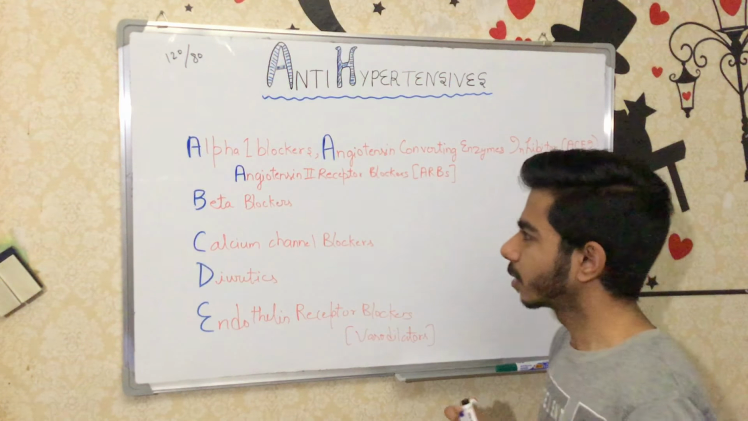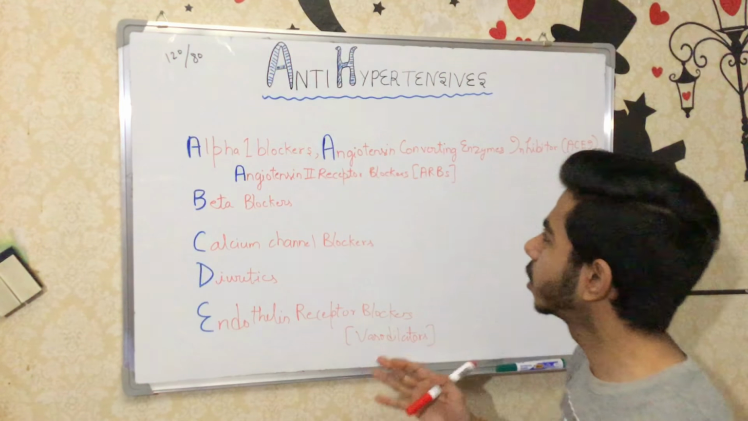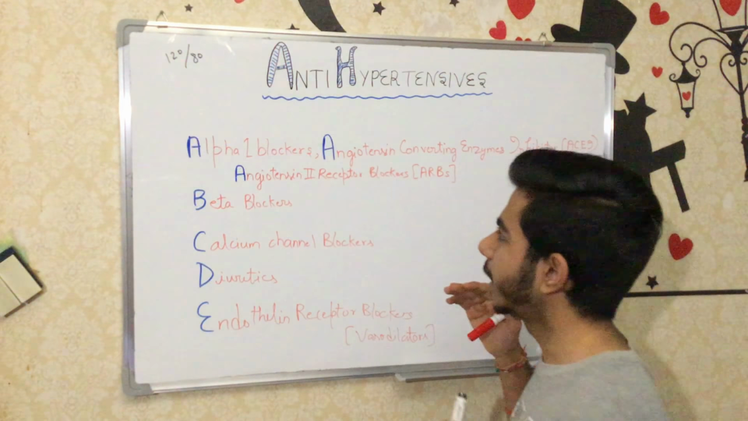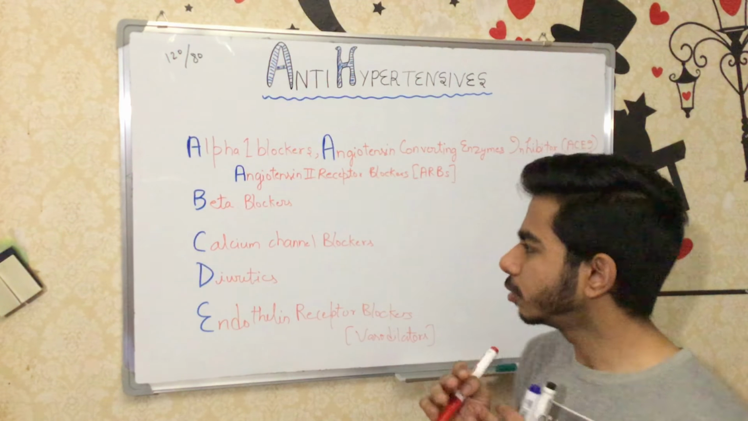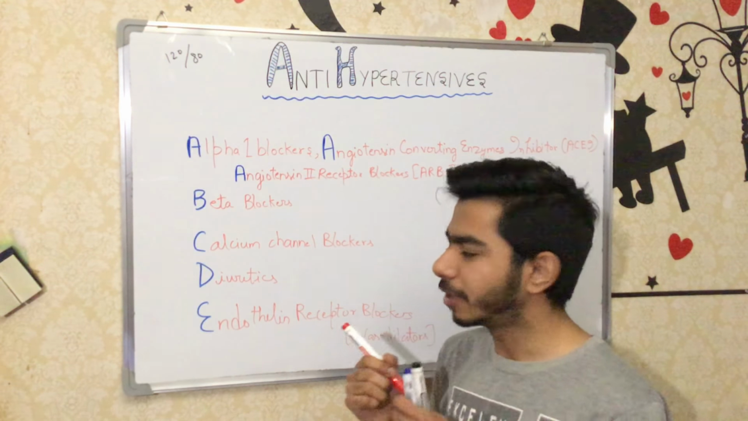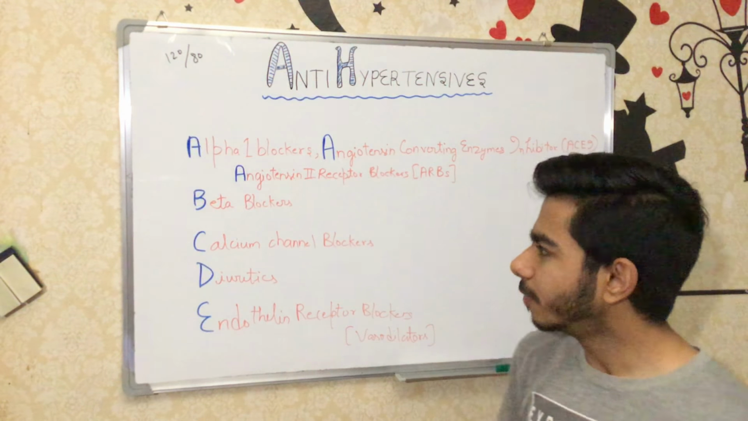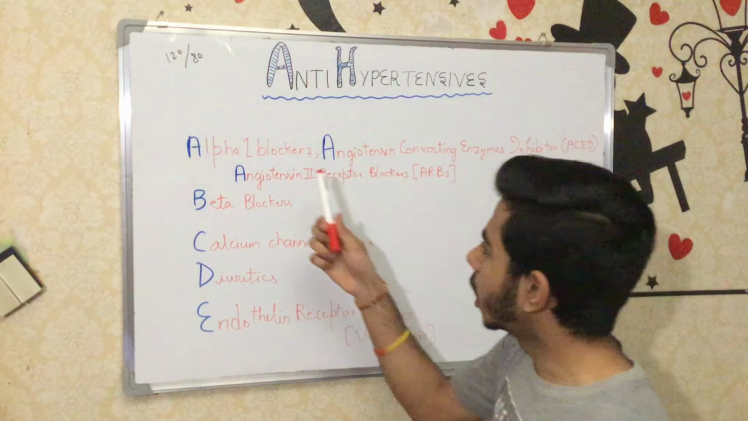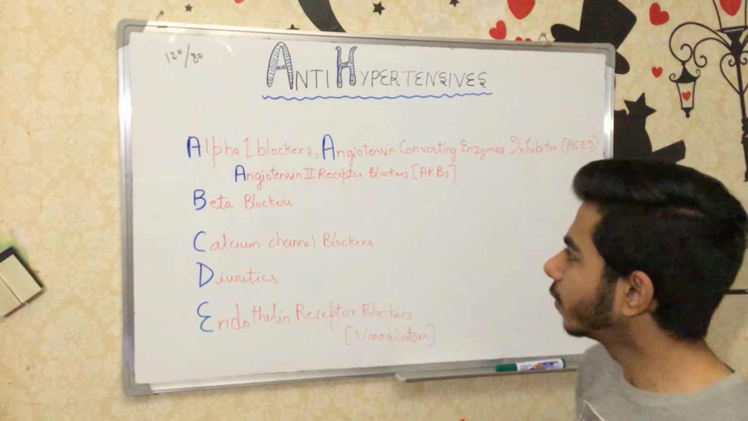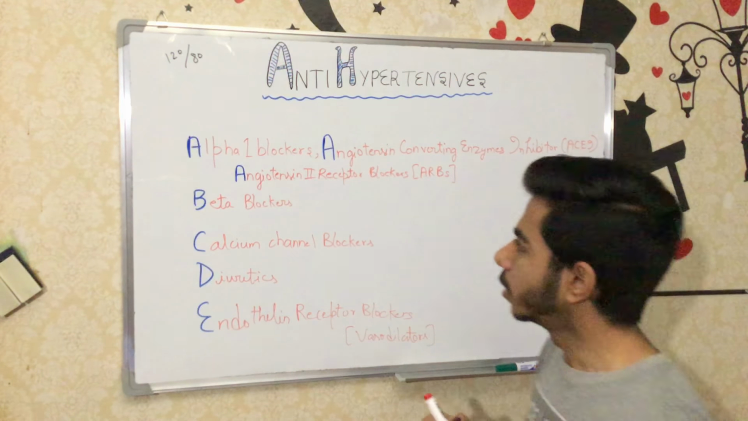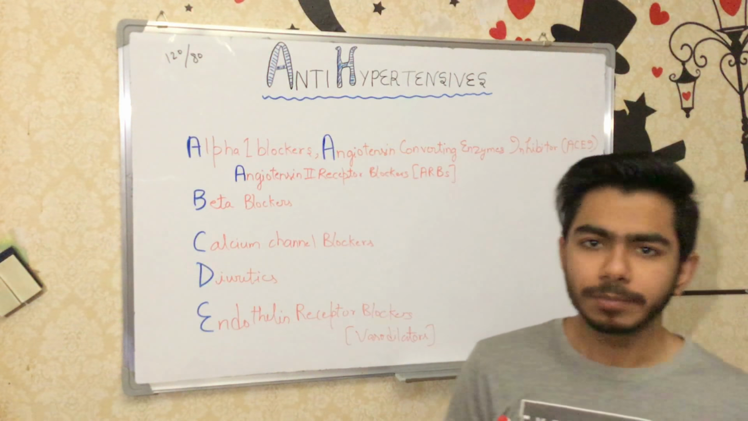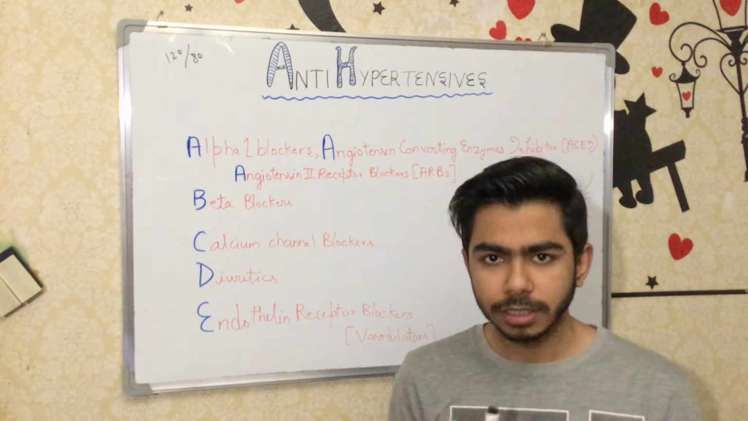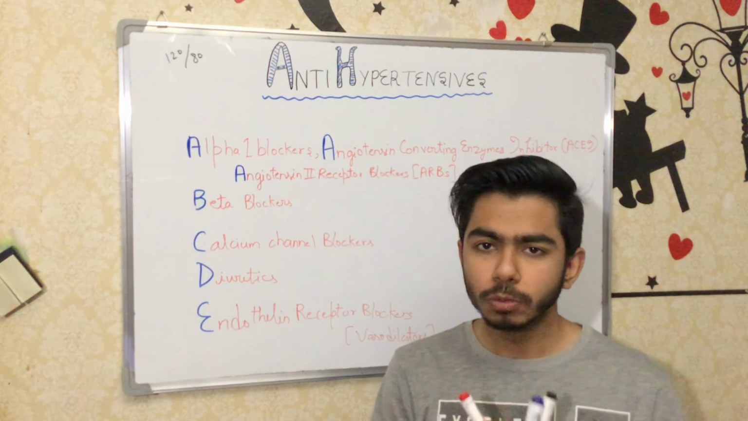Okay, so this is a very wide classification as far as antihypertensives are concerned. These are the different classes, and they act against the increased blood pressure. They try to reduce the blood pressure anyhow with different mechanisms of action. So I will talk about them one by one. Firstly, let's talk about the alpha 1 blockers. Alpha 1 blockers act on the adrenergic receptors, alpha 1 adrenergic receptors, that are present in the smooth muscle cells.